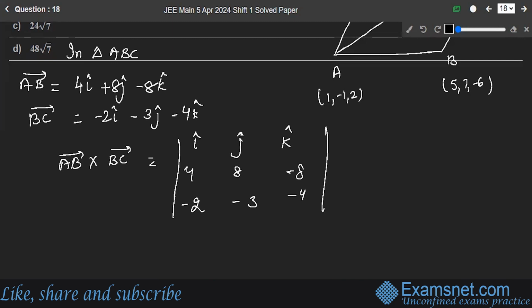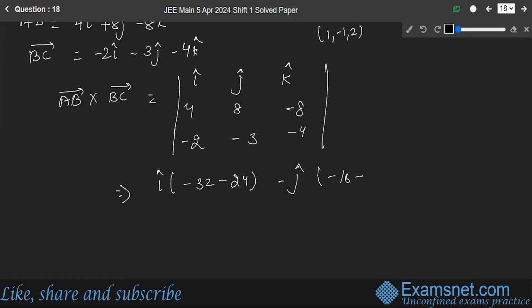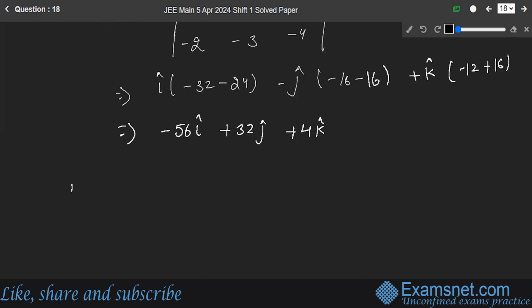Let's solve it. This will be given by I, minus 32, minus 24. Okay, minus J, minus 16, minus, wait, J is the minus 16, minus 16. And here will be K, which is minus 12, plus 16. This will give me minus 56I, plus 32J, and 4K. Now the area of triangle ABC is given by half the magnitude of the cross product of AB and BC.